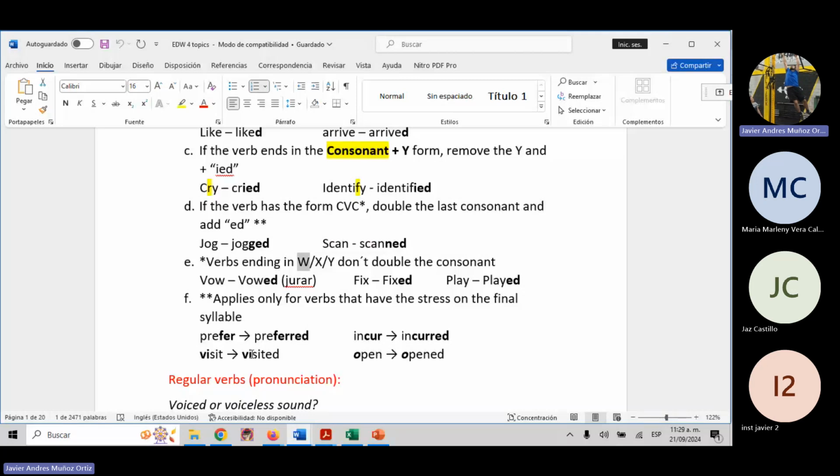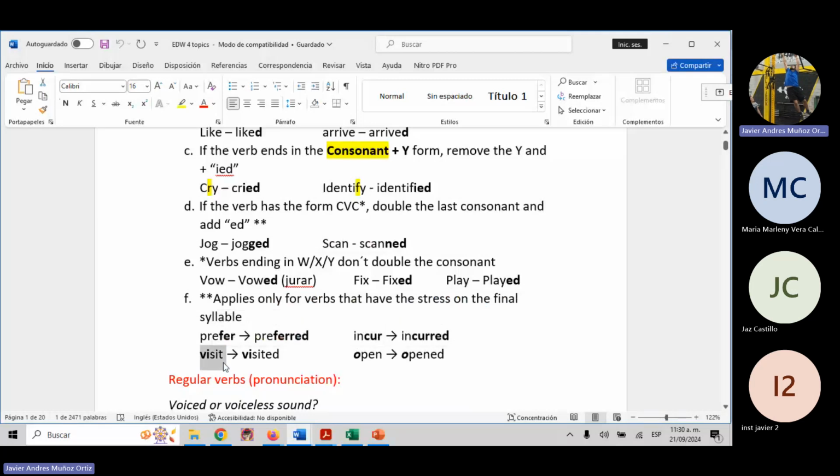So in this case, the pronunciation is prefer. The accent, the stress, is in the last syllable. Prefer. Therefore, we double this R. Prefer, preferred. Or incur. The pronunciation is incur. Therefore, we double the R. Incurred.